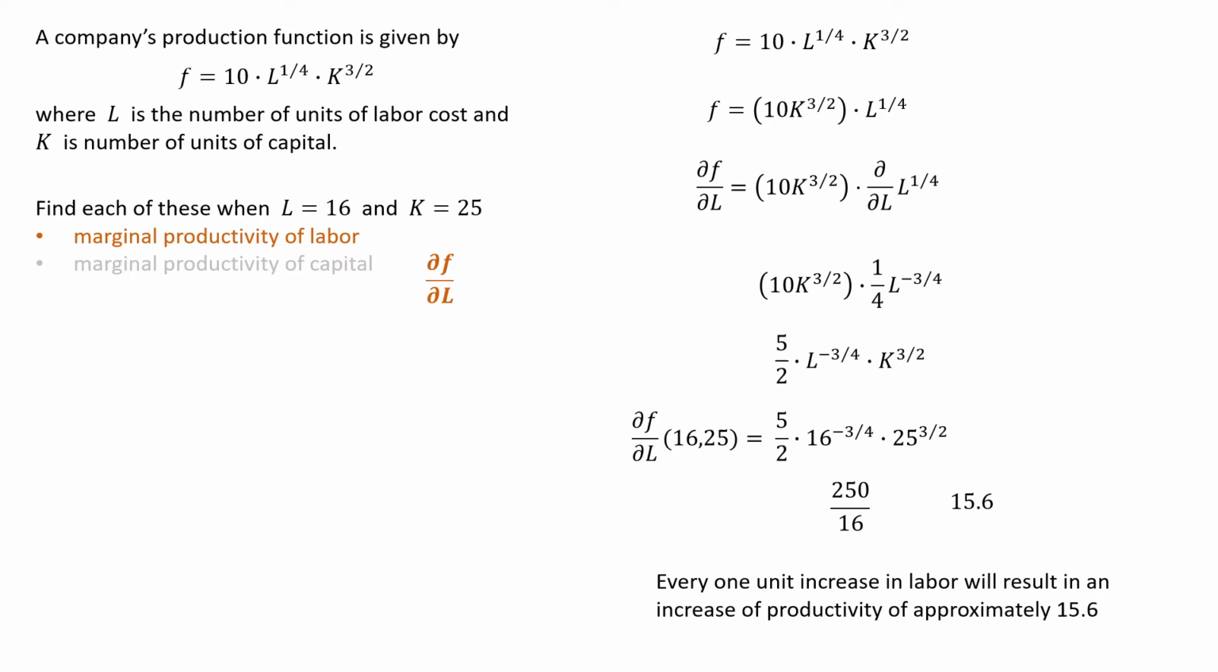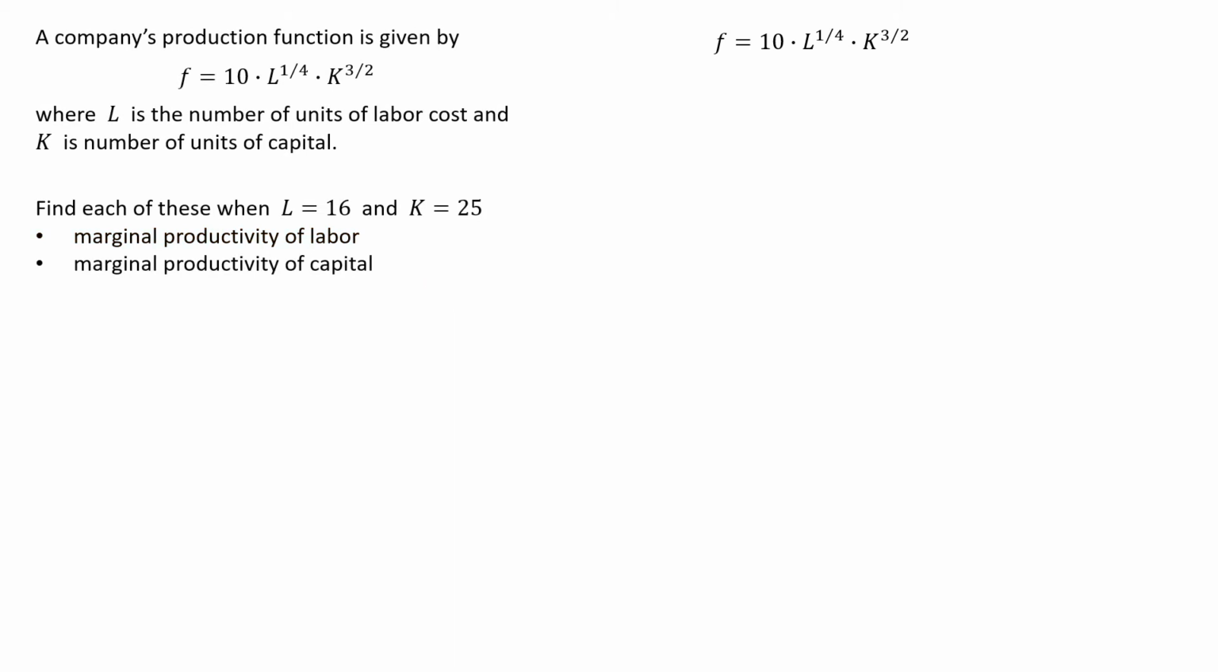Remember, a derivative is a rate of increase or decrease with respect to some other quantity. And so if we're taking a derivative with respect to L, then the answer we get indicates how much the productivity function will increase for every unit increase in labor. Let's take a look at the second thing we were asked here, which was the marginal productivity of capital. That would be the partial derivative with respect to K of this given productivity function.